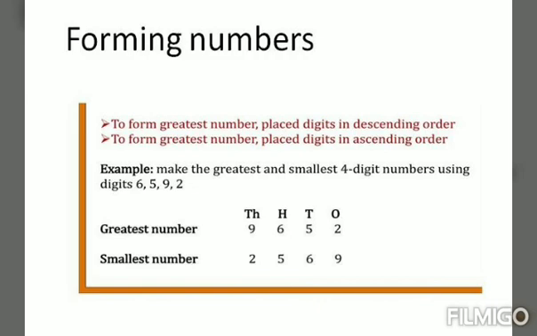then we will get the number 9652. To form the smallest number, we have to arrange the digits in reverse, that is from smallest to greatest. So we'll get the number 2569.